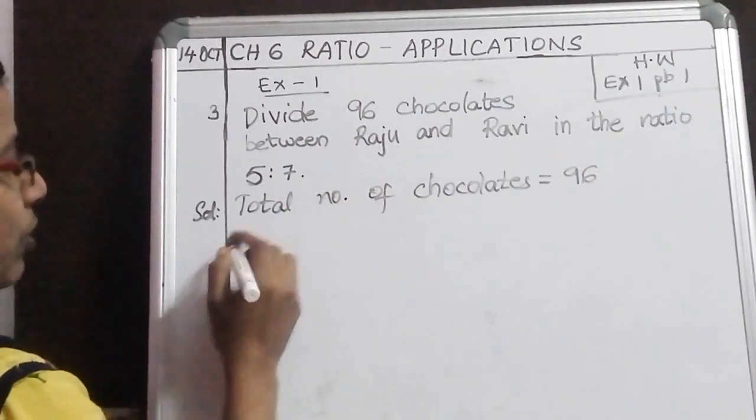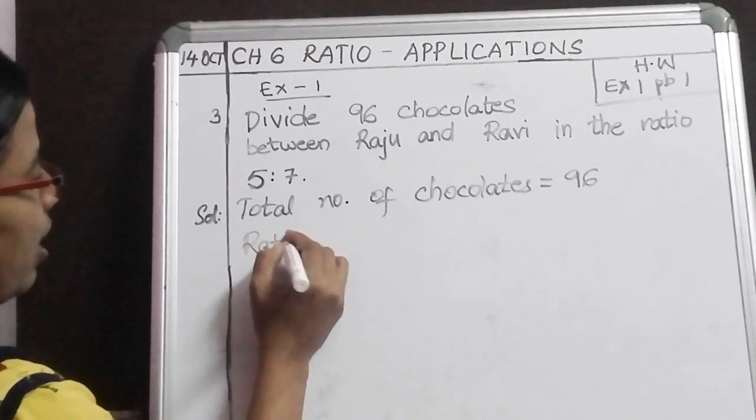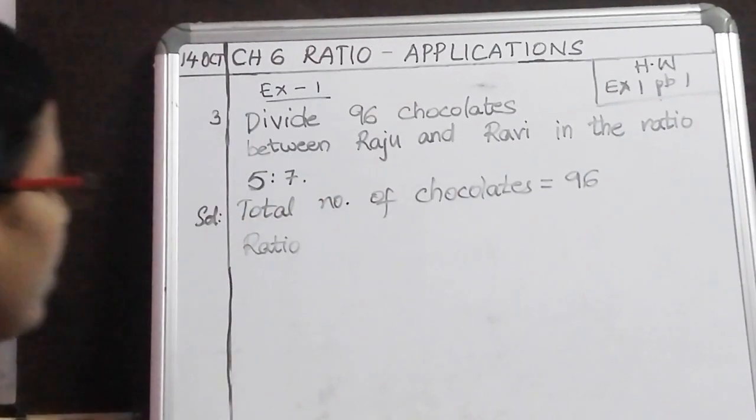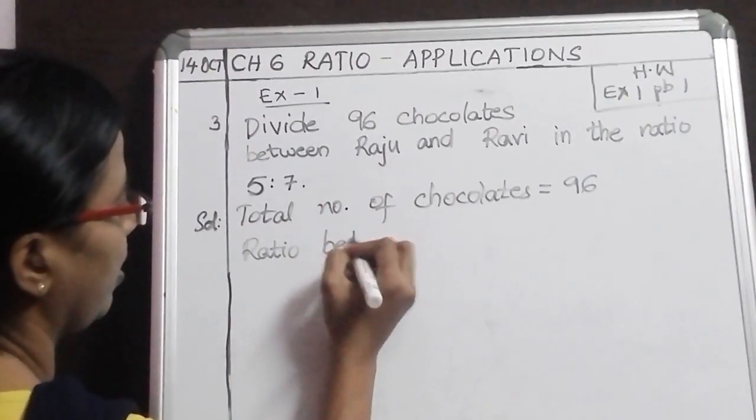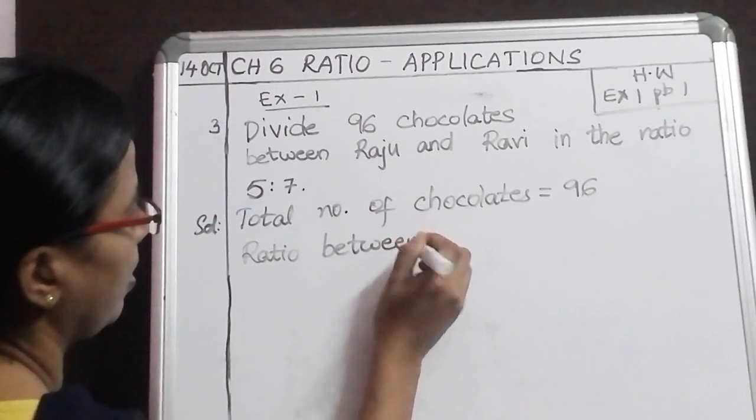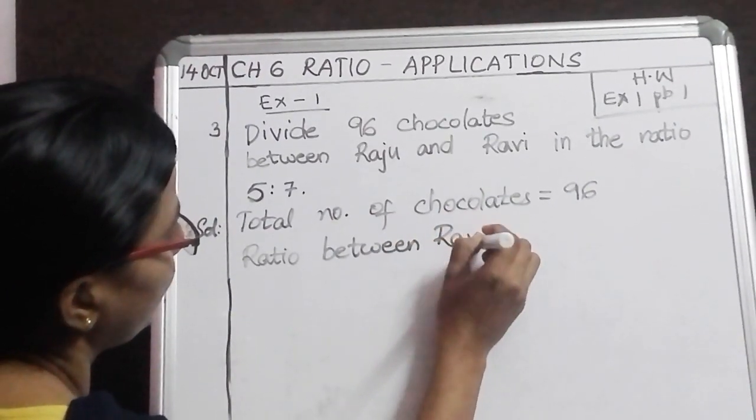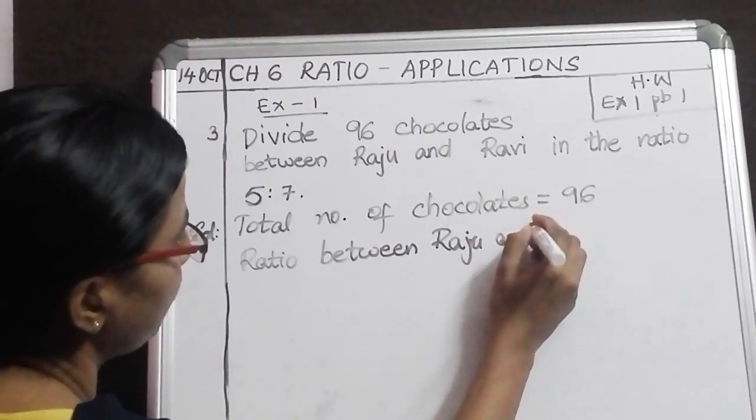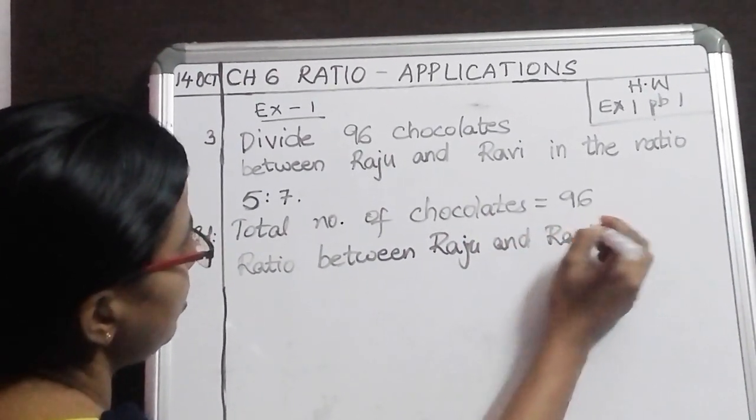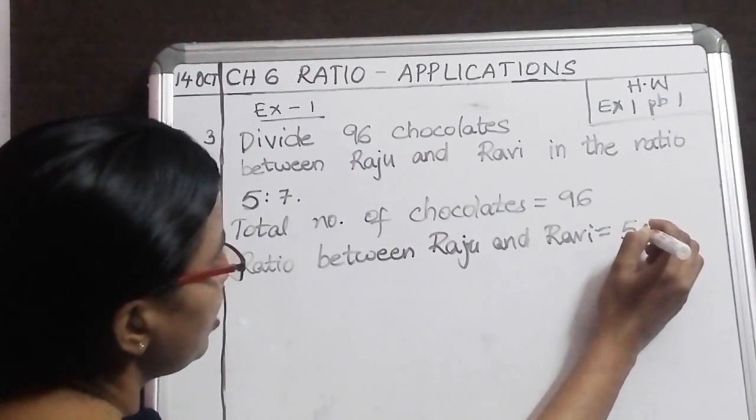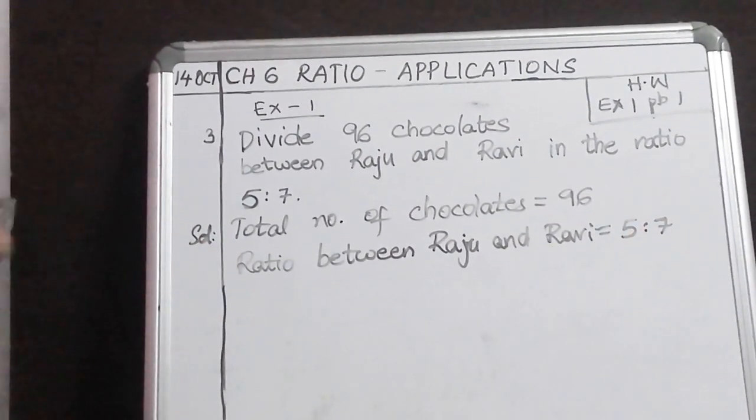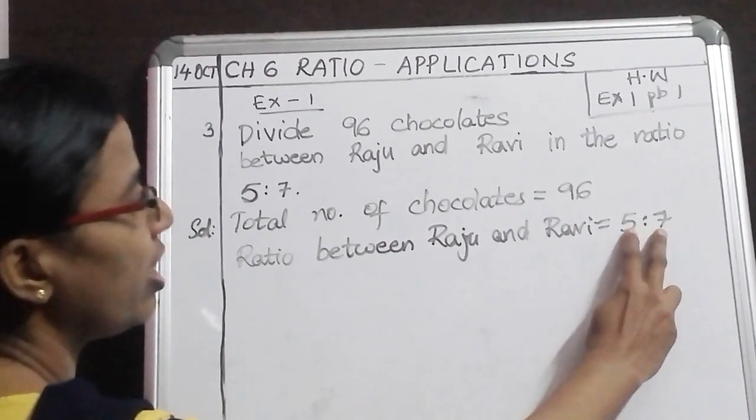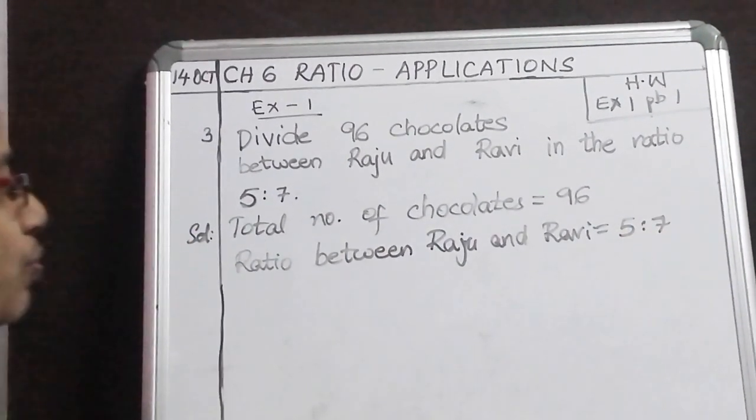Now ratio between Raju and Ravi. Ratio between Raju and Ravi is equal to 5:7. So next what we are going to do is we are going to find the sum of these two.